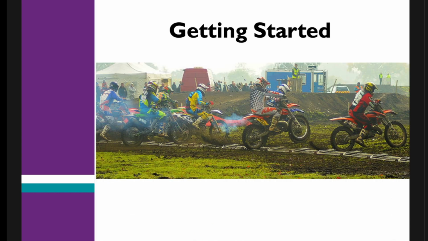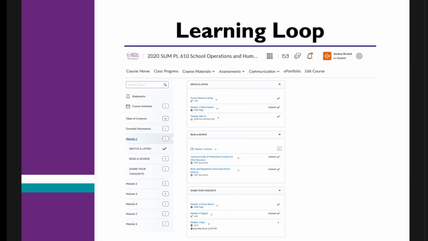Now that you know a little bit more about the format of the course, let's talk about getting started. This is a 6-week course and it has been developed as a series of 5 modules and a final project. Each module is structured in the same manner. In each module, you will watch and listen, read and review, and then share your thoughts. In the watch and listen portion of each module, you will find short videos that link to the module topic, as well as instructional videos that may aid you in completion of course assignments. Listening materials like course podcasts are also located in this module.